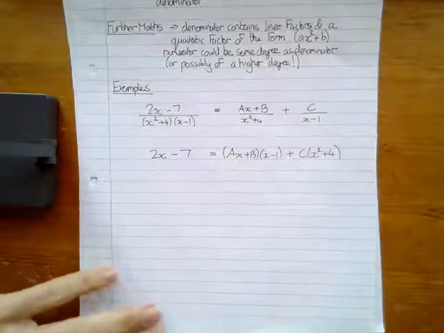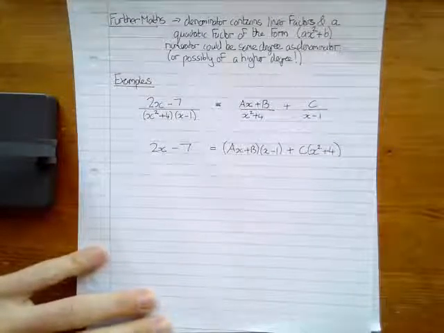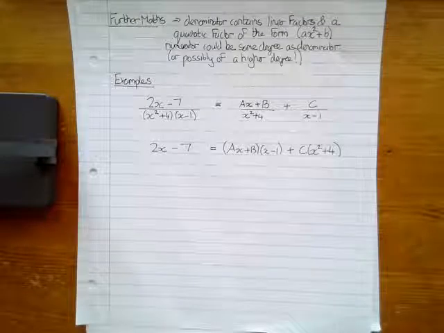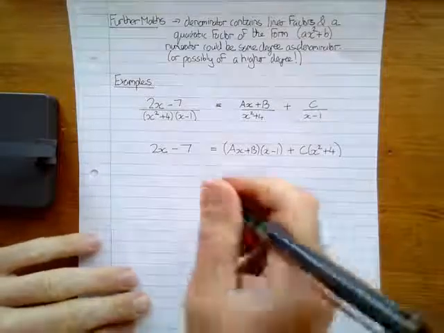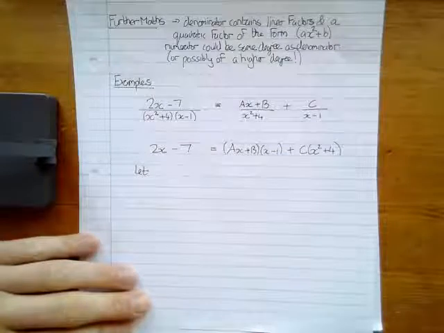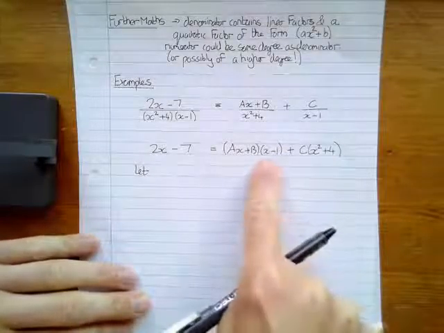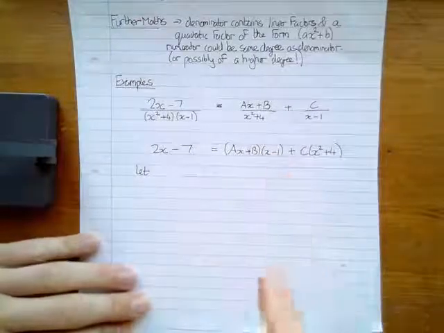And then, very much like you did for the partial fractions you've done so far, all you need to do is to substitute cunning values of x that will allow you to discover the values of a, b and c. And the first cunning value I'm going to use is the one that will eliminate both a and b in one fell swoop, and that is to substitute x equals 1, because that will make that bracket 0 and all of this stuff will disappear.